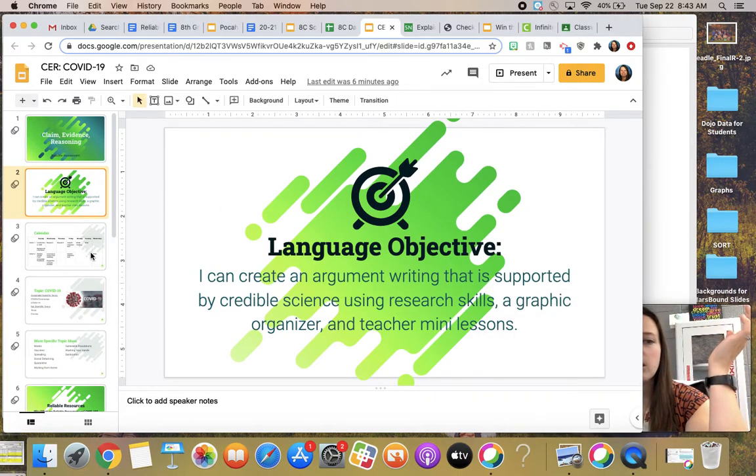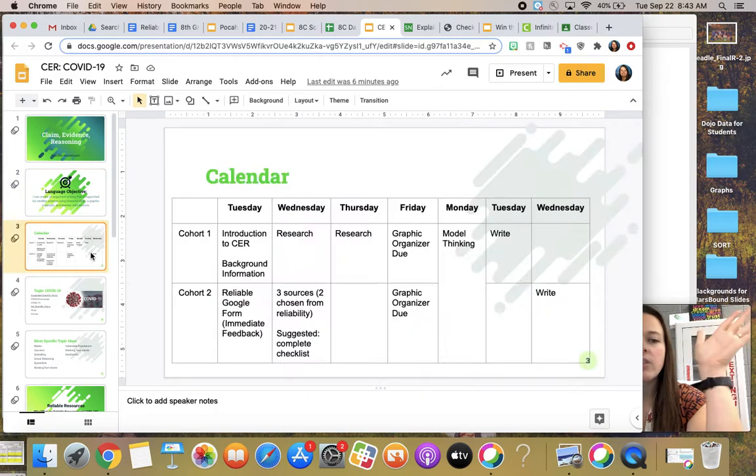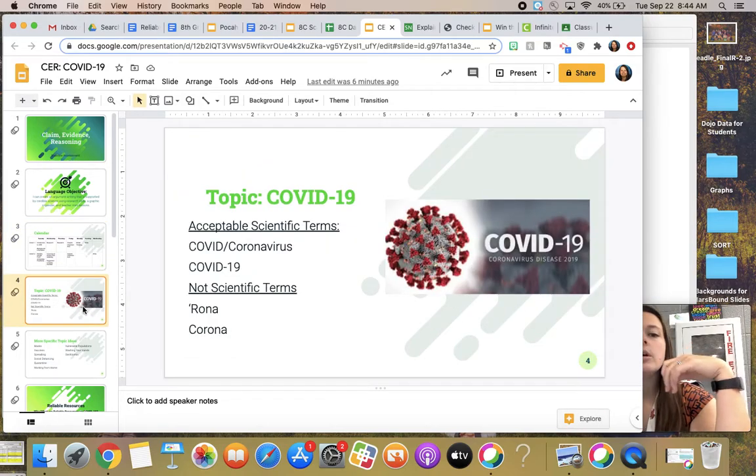A rough calendar here, and it might change as we go: we're going to introduce it today. We're going to start research with the source that I've given you on Wednesday. You're going to do research again on Thursday, and Friday you are working on a graphic organizer. Monday I'll talk about what the actual claim, evidence, and reasoning parts look like. And then Tuesday or Wednesday, whenever you're in person, you are actually going to be writing. So the topic that we are going to talk about is COVID.